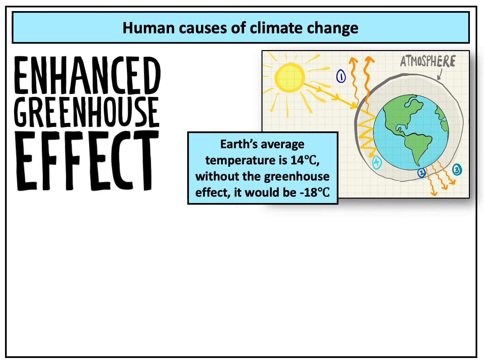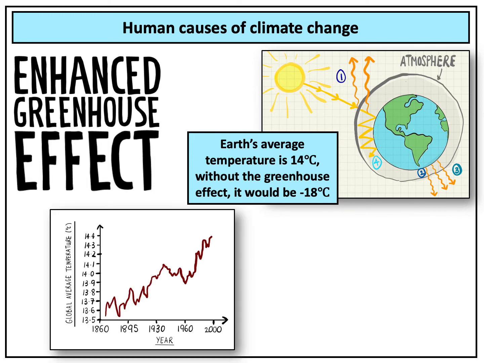Now what we want to know about is what the enhanced greenhouse effect is. And that is the thing that everybody is really, really bothered about in today's society. So what we can see here is that since 1860, since the height of the Industrial Revolution, global average temperature has increased. Yes, it has fluctuated, but generally it has increased. And it has increased from an average of 13.5 degrees up to around about 14.4 degrees. So that is an increase of 0.9 degrees Celsius.